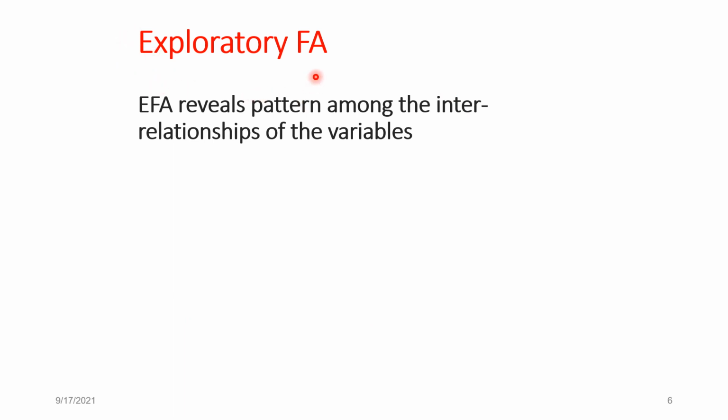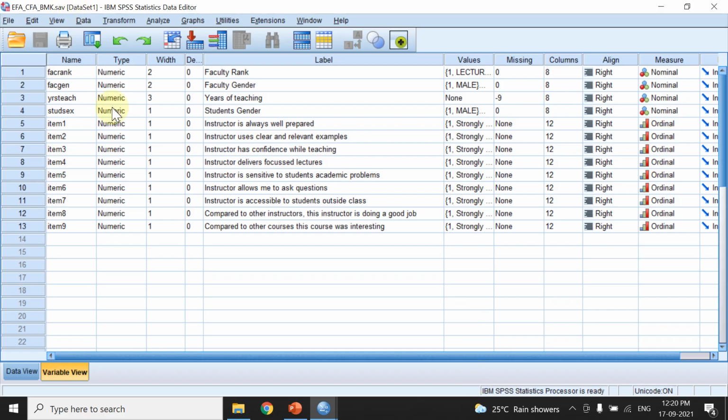EFA reveals the pattern among the interrelationships of the variables. What are we trying to say here? Assume we have a questionnaire about student feedback, basically faculty feedback. The feedback is provided by the students on the faculty who teaches a particular course or might be teaching multiple courses. We have here the rank of the faculty, the gender of the faculty, the number of years that he has taught, and the student's gender.